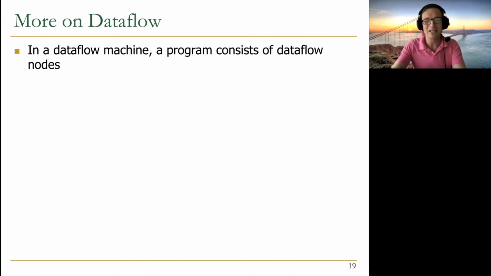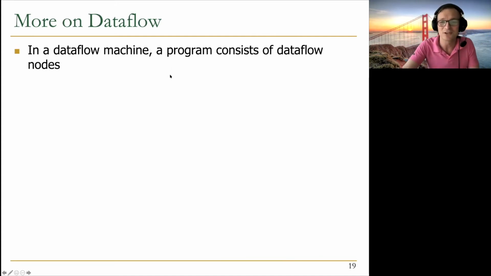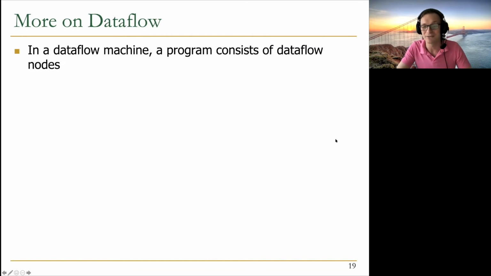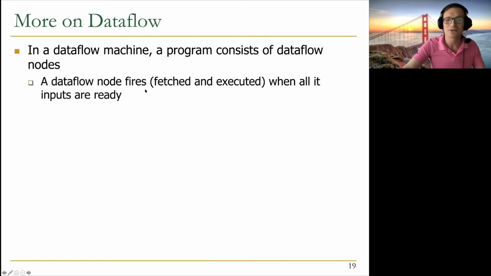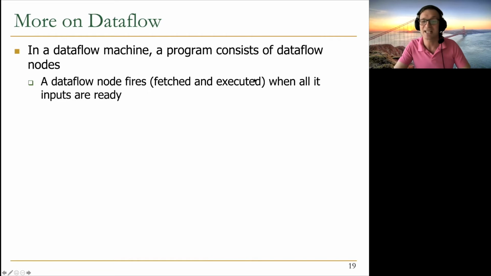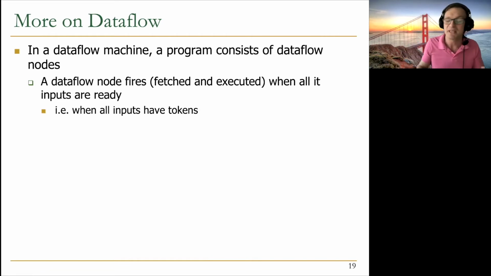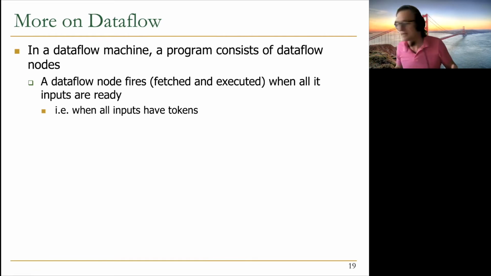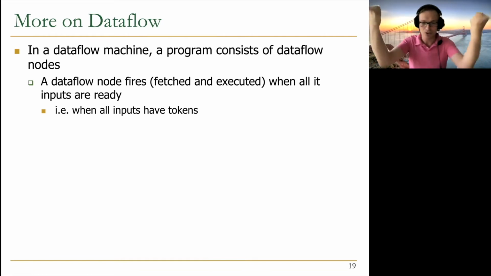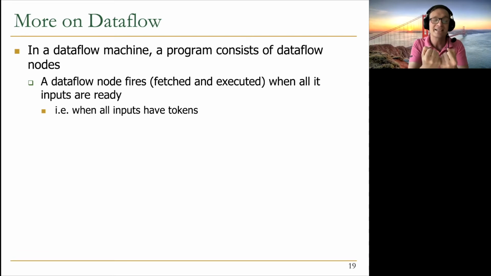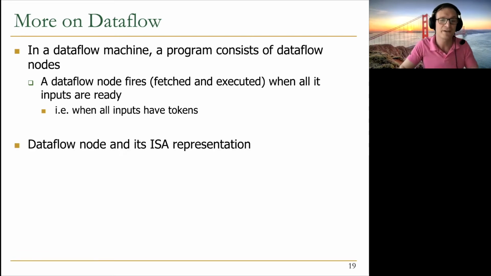Okay, let's go a little bit more into stretching these boundaries. In a data flow machine, a program consists of data flow nodes. A data flow node fires, or gets fetched and executed, when all of its inputs are ready, meaning when all of its inputs have tokens. This is terminology in data flow. You have a token in your input arcs, let's say. At that time, you can start executing the instruction, or fetching and executing.